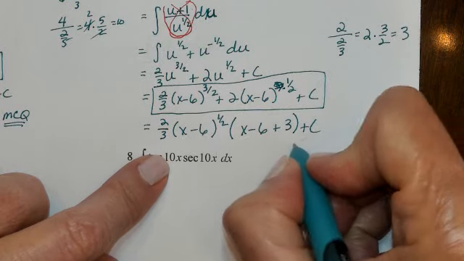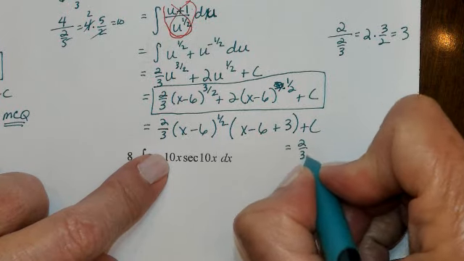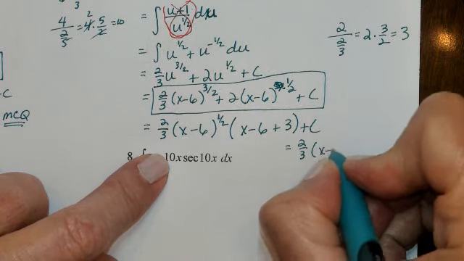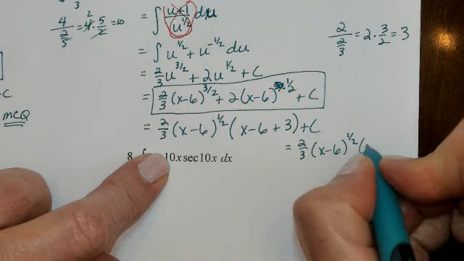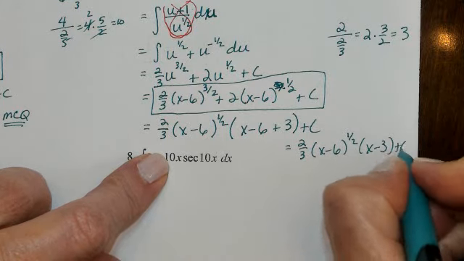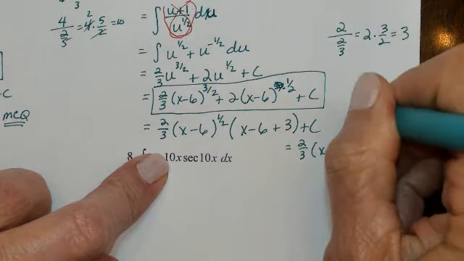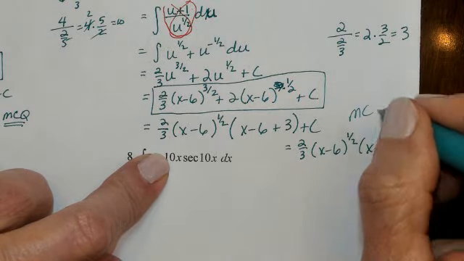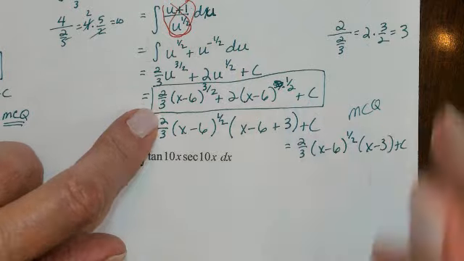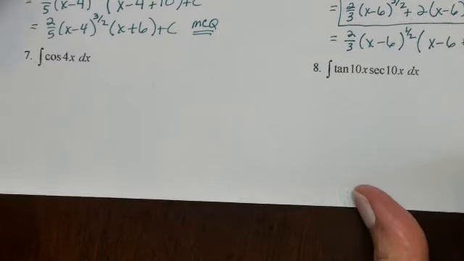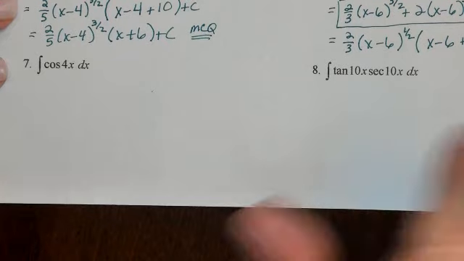So then we would have 2/3 x minus 6 to the 1/2. They might write that as a square root. And then x minus 3 plus c. So that's possibly a multiple choice answer. Possibly. Or this might be their multiple choice answer. I would definitely check it out and see. Okay. All right, let's see.